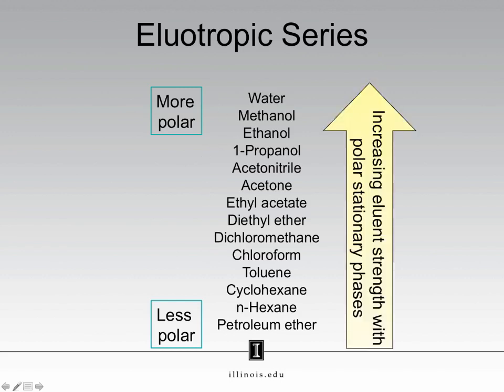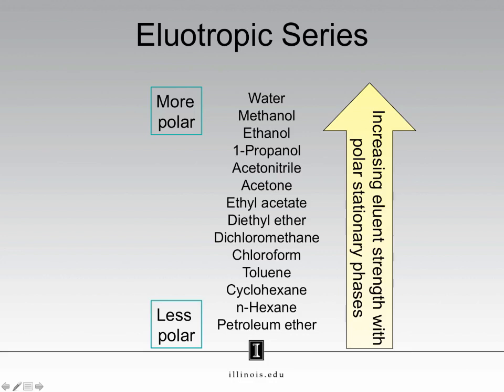In a normal phase TLC plate, one that is polar, increasing the polarity of the eluent results in what we call an increase in eluent strength. In other words, in a normal phase TLC plate, increasing the strength of the eluent results in all compounds moving faster. The reverse is true as well. If we lower the strength of the eluent, if we make the eluent less polar, all compounds move more slowly.